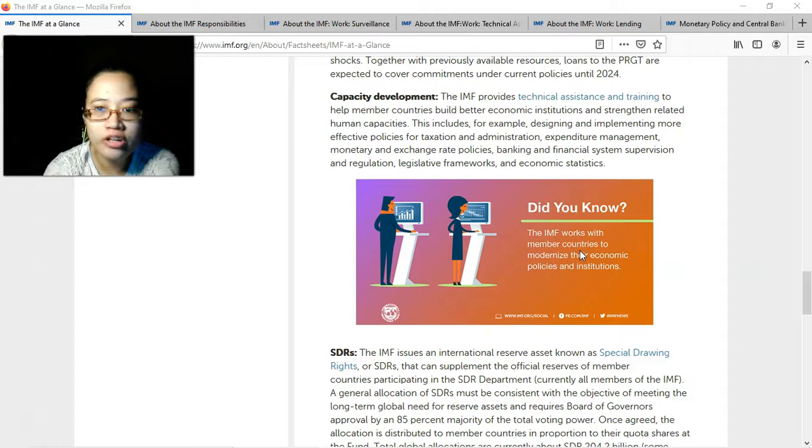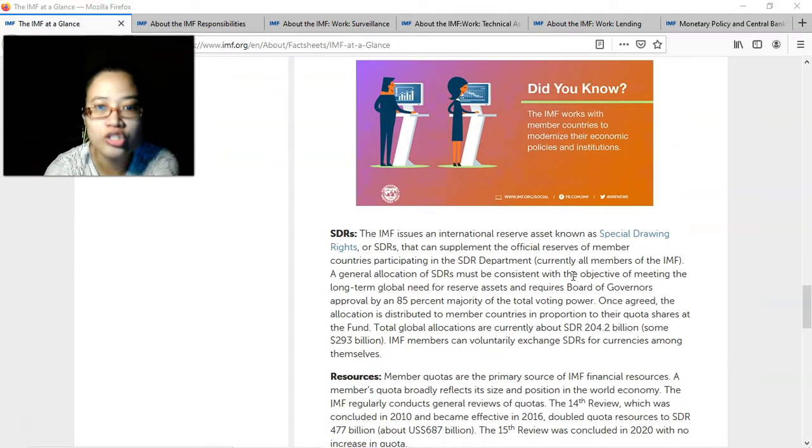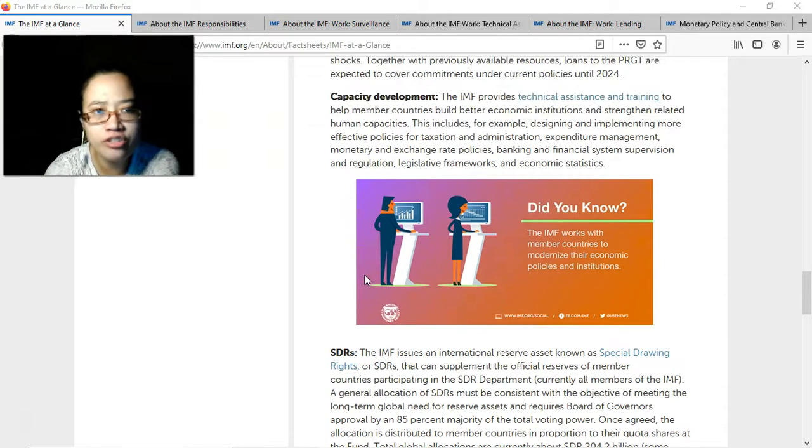IMF works with member countries to modernize their economic policies and institutions. Of course, there would be suggestions that would apply to one country and would probably not be applicable to another. So, their guidelines or their advice would still largely depend on the result of their research on the current situation of specific country's economy.